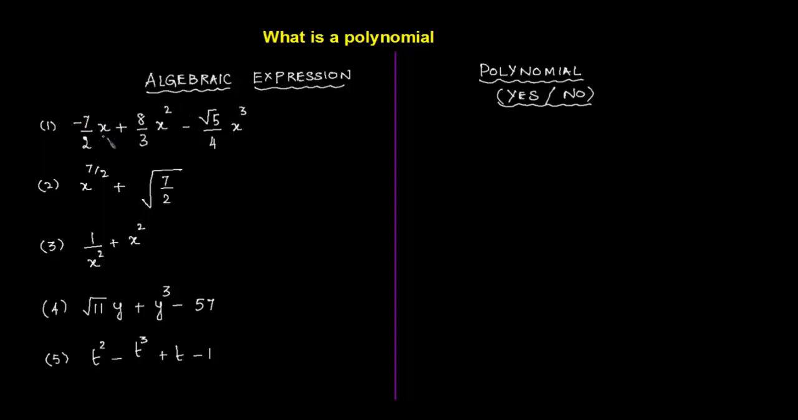But the power to which the variable is raised. What is the variable here? The variable here is x. The power to which the variable is raised must not be a negative number or a fraction. So you can see that in all the three terms, the power to which x has been raised is a whole number. So here the power to which x is raised is 1, here it is 2 and here it is 3. So all of these are whole numbers. Therefore this is a polynomial. So let's write a yes for this.